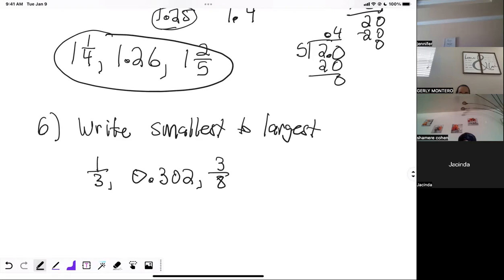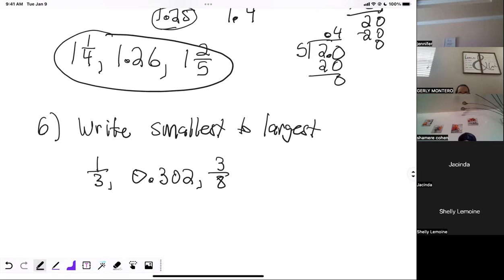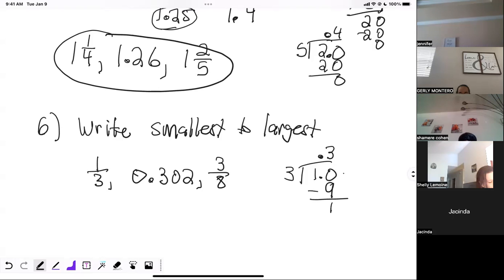Okay, so the decimal form is fine. We just need to put the other two in decimal form. So 1 divided by 3. That means, okay, so decimal goes here. I have 3, which is 9. I have 1. It's going to be another 10, which means another 3, which is 9. And it's going to keep on going. So this is going to be 0.3 repeating. Just remember that means 0.333 and so on, just so we could compare them.